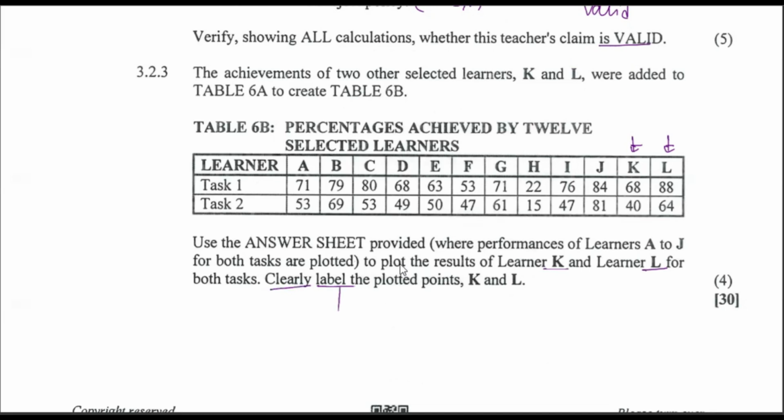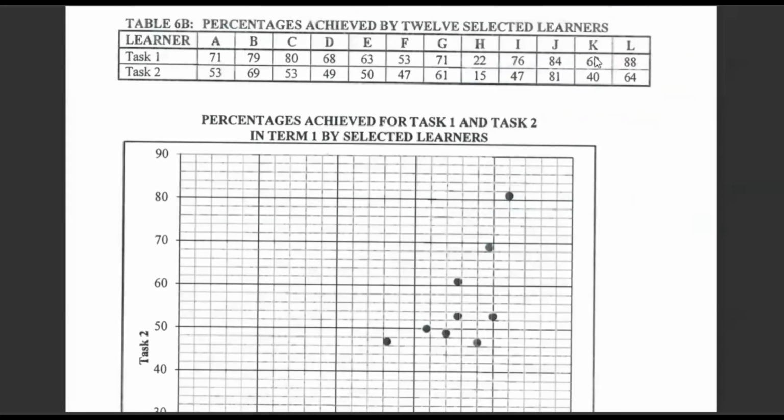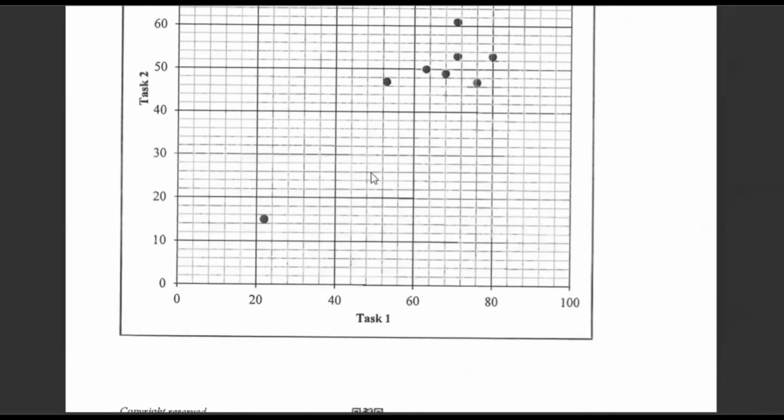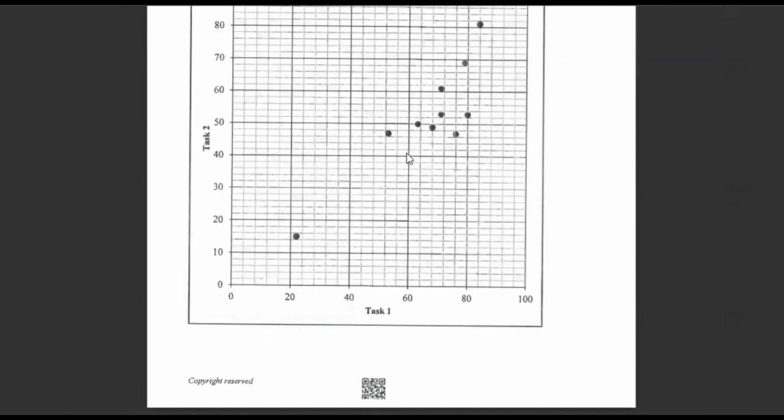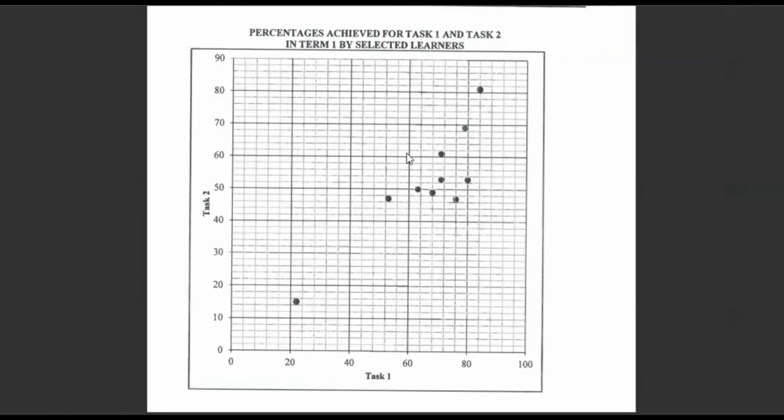Clearly label the points K and L. Let's go to the answer sheet and we do that. Now, K, task 1. This is how the graph looks. We have task 1 down here, and the value for task 2 is on this side. So you plot task 1 against task 2.